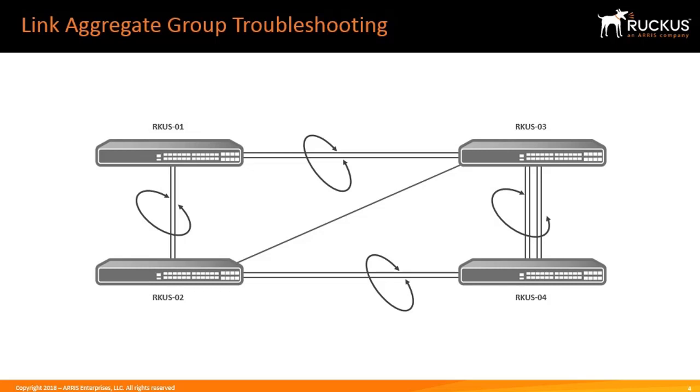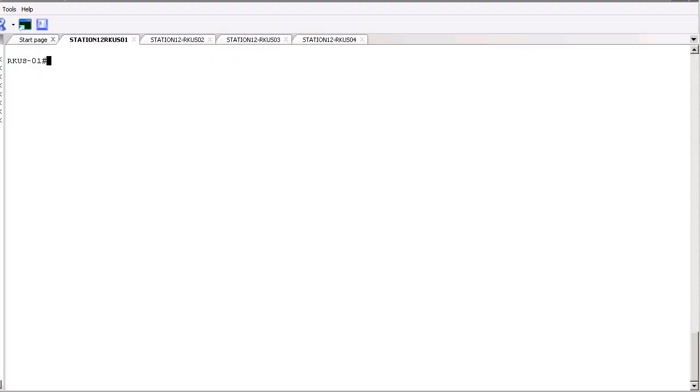We will try to identify the cause and correct the issue to allow all of the LAG's ports within this environment to be active. First, let's look at the lab topology, as you can see here, and we're going to be concentrating on the one from Ruckus 3 to Ruckus 1. And that one is the one that seems to be having the problem.